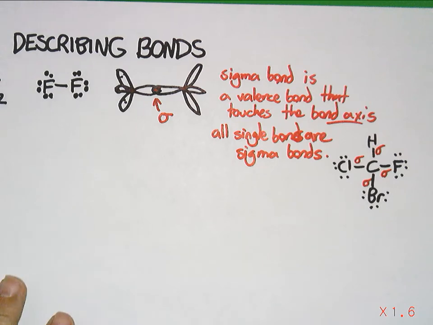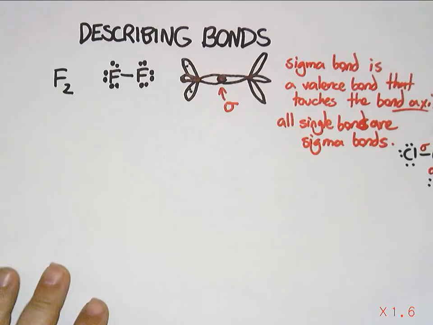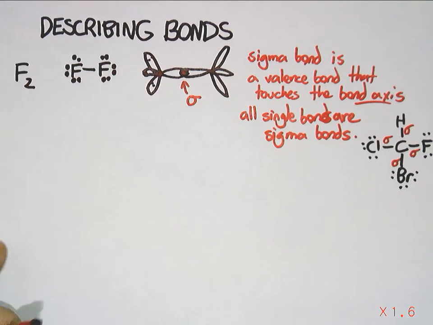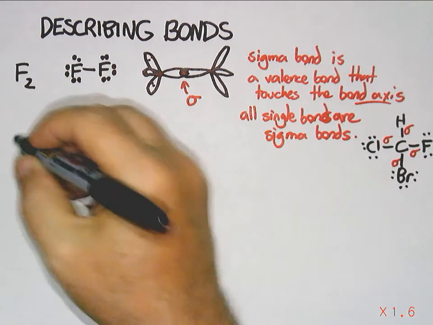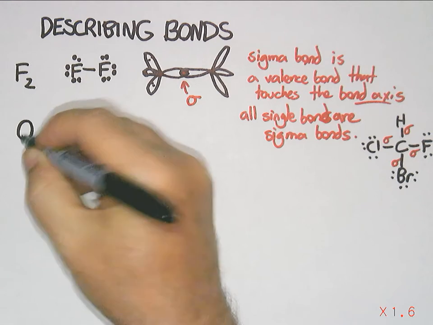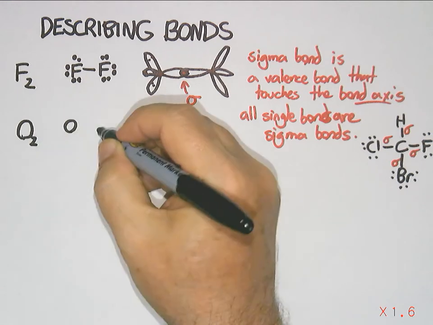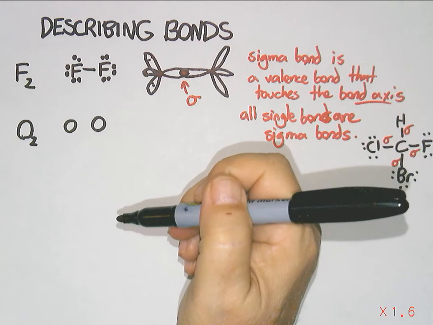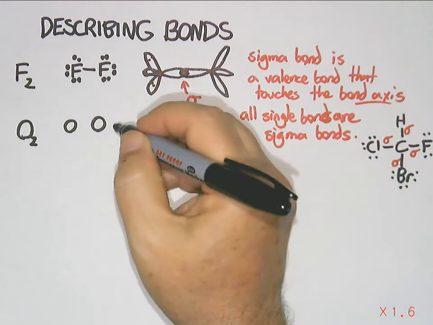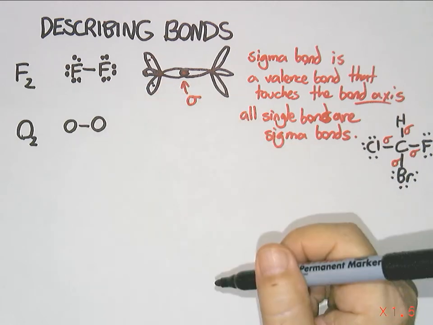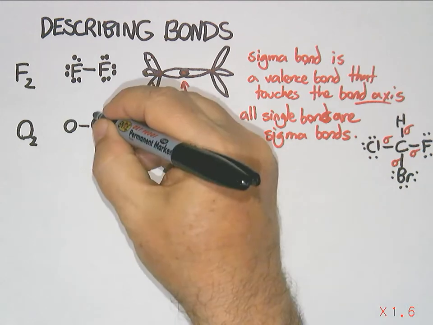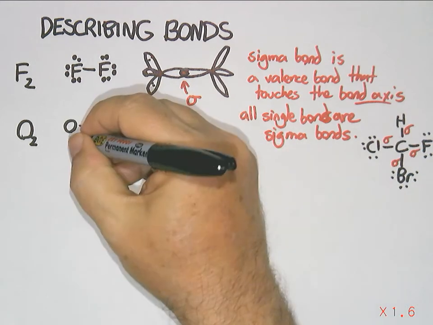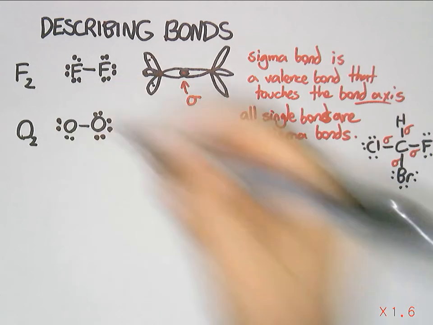What about a double bond? Let's look at O2. That should have a double bond. Here's the Lewis structure for O2. 6 and 6 is 12, right? And then I'm going to connect the structure. That took away 2. I have 10 left. 1, 2, 3, 4, 5, 6 satisfies this one. 7, 8, 9, 10. Okay?